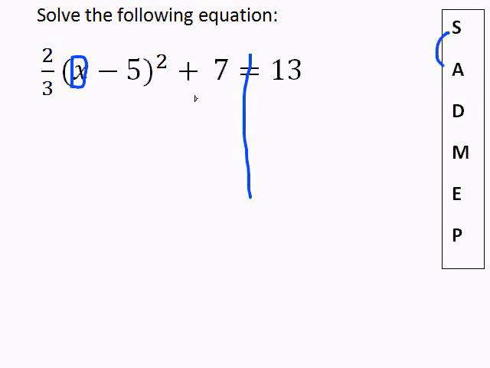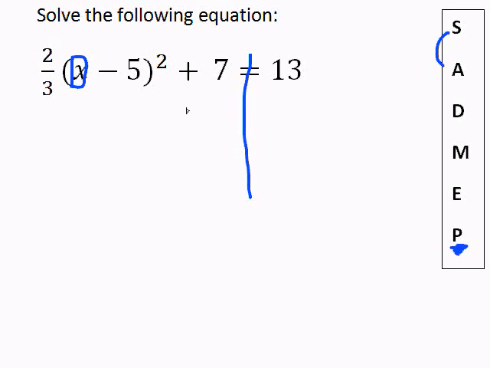You'll notice it looks like there's 2 different subtractions and additions that we can undo. There's a plus 7 and a minus 5. We can only undo the plus 7 first, because the minus 5 is trapped inside of these parentheses, and you'll notice parentheses comes as the last step.